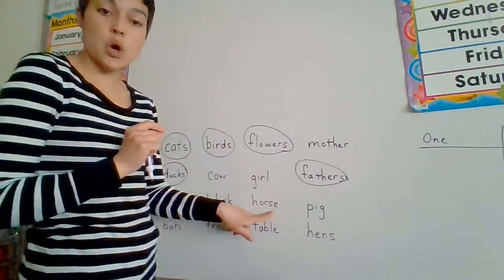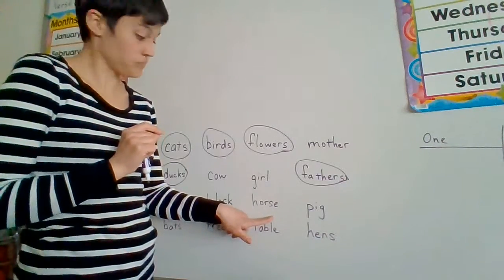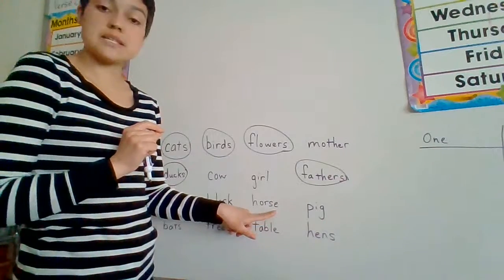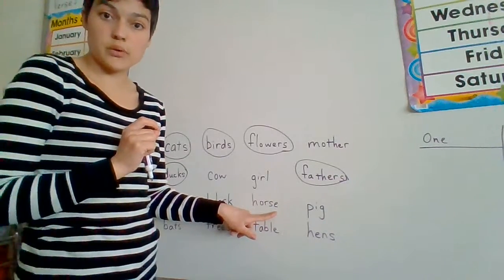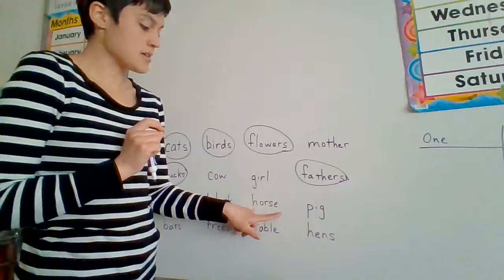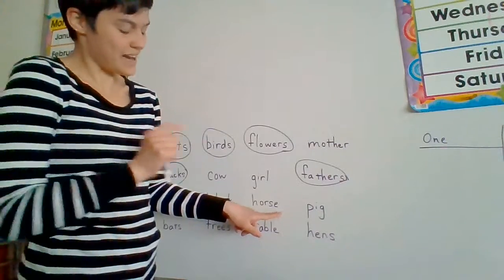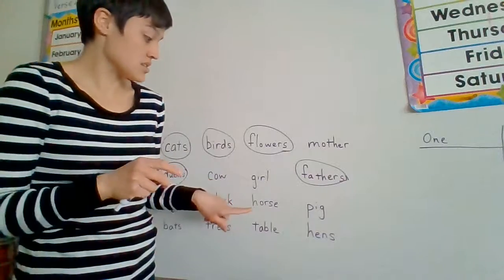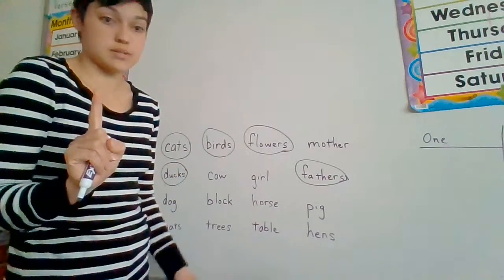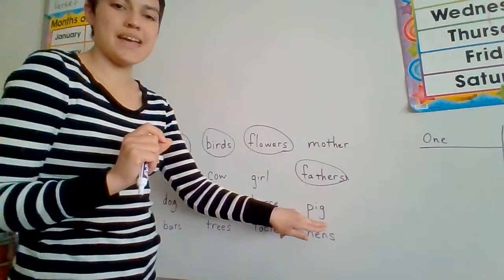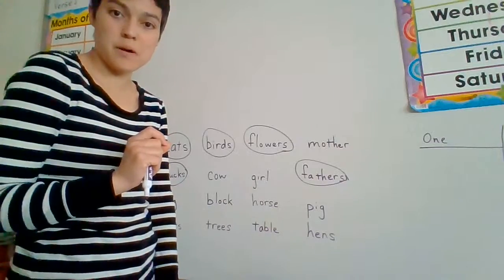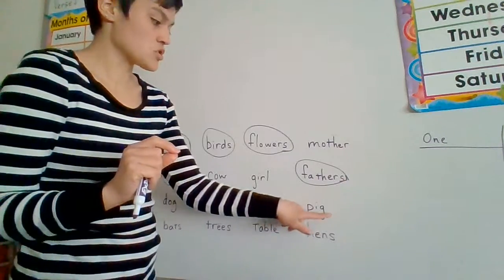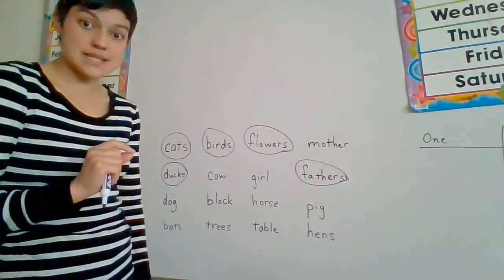This word is horse. Now, is this one horse or more than one horse? There's no S ending, so we don't need to circle it because it's only talking about one horse. This word here is pig. How many pigs are we talking about? One. There's no S added to the end of this noun.